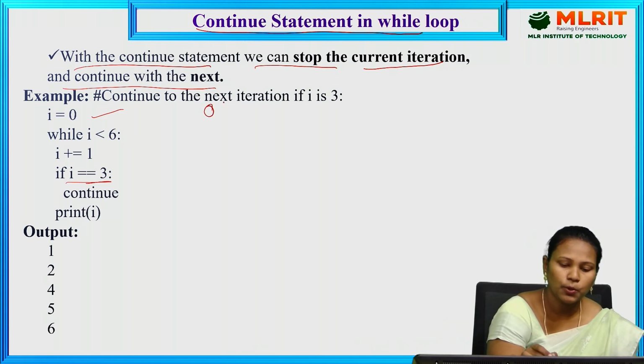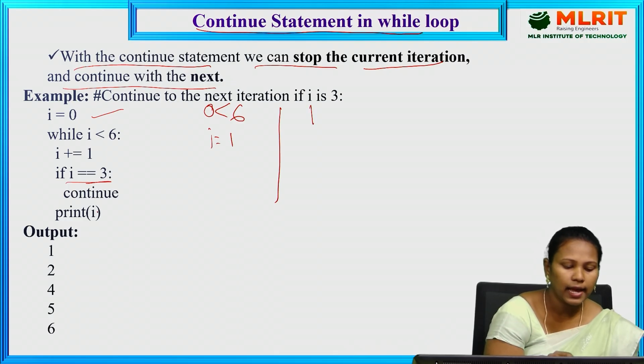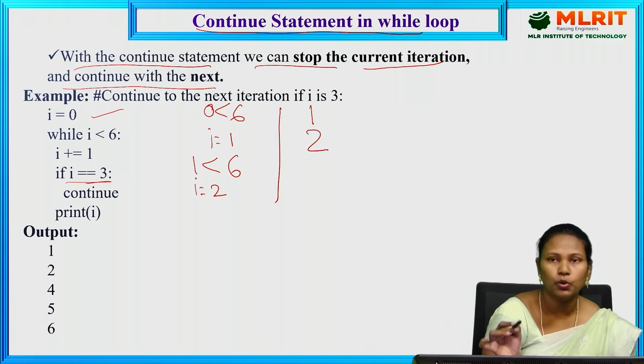Now 0 less than 6, condition true. So i equal to i plus 1, meaning i is updated as 1. And if i equal to 3, meaning 1 equal to 3, the condition failed, so it prints the i value 1. Next, 1 less than 6. So again i is updated as 2. 2 equal to 3, fail. It prints the 2 value.